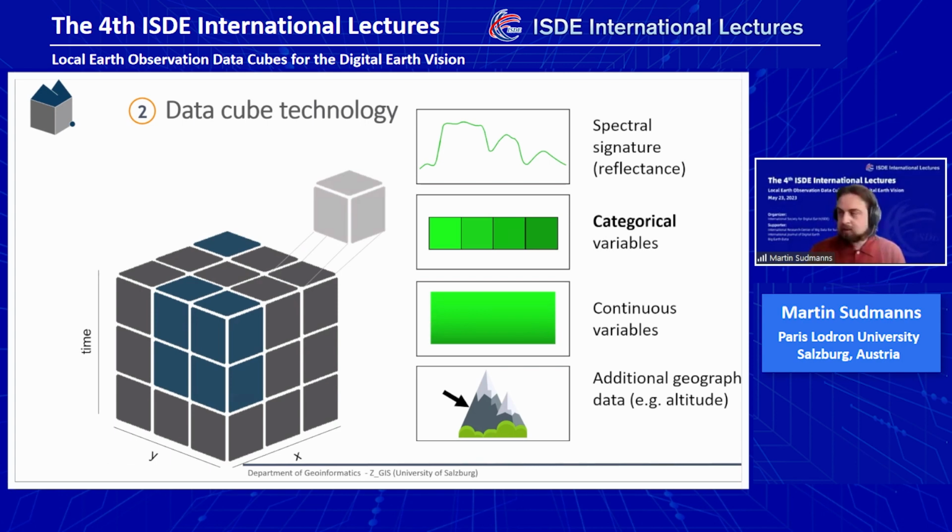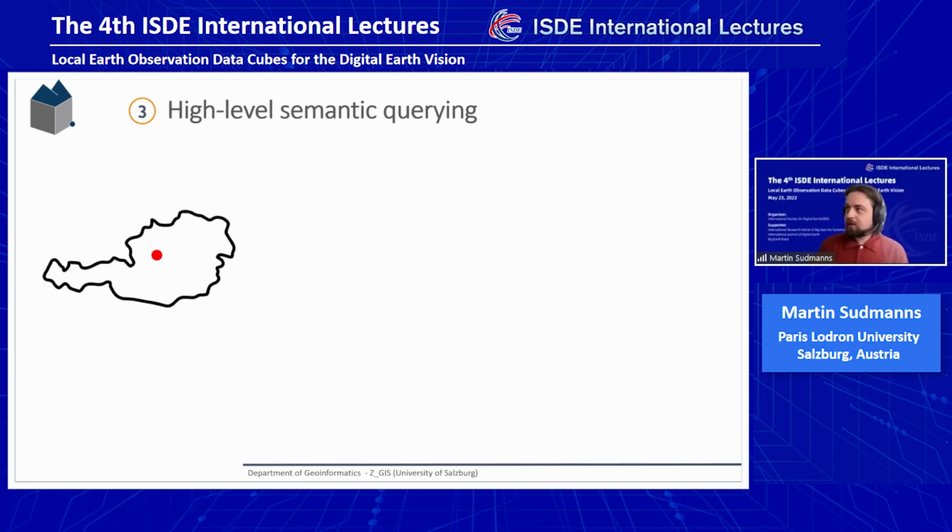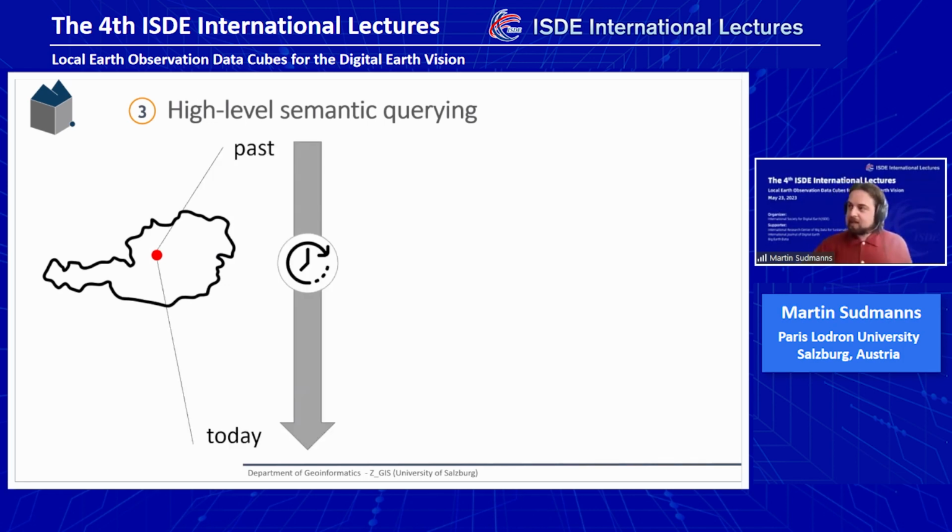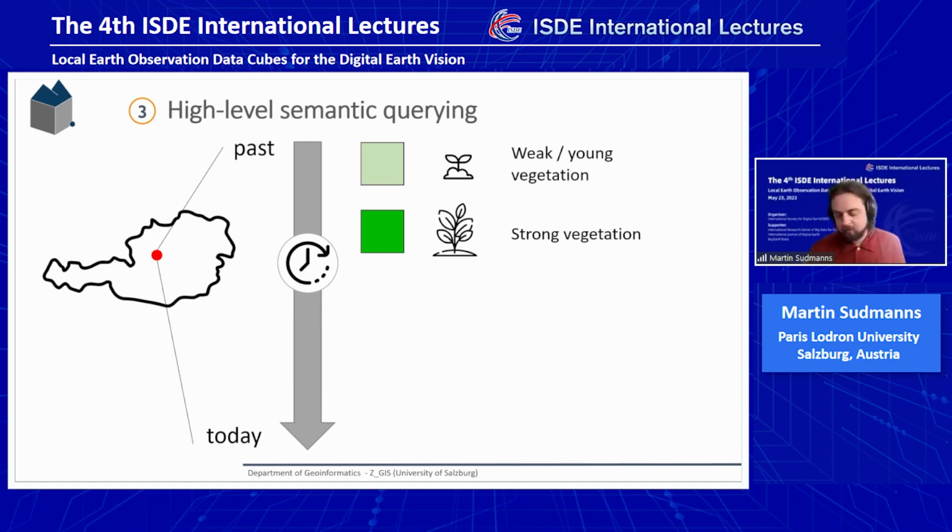So how does our high-level semantic querying language work? The base component is the categories. So let's just pick a random example in Austria. This is now a simplified example, but it shows quite well, I think, what the idea is. We travel back in time and we start in the past and continue until today. We may observe a category that's weak or young vegetation, which is fine. Maybe the early state of the year. Then we have strong vegetation.